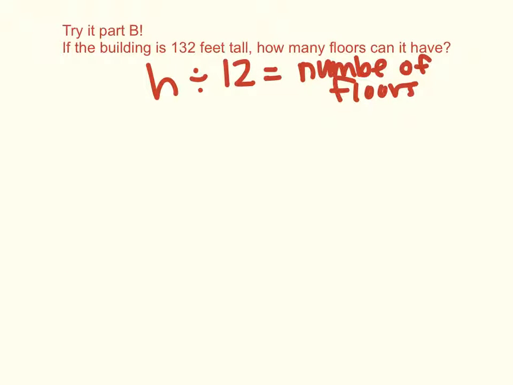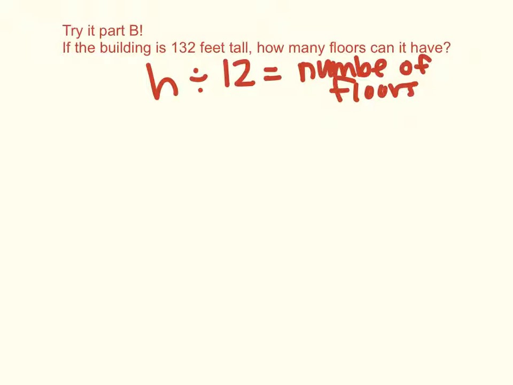So, try it part 2. What if the building is 132 feet tall? Then, how many floors can it have? I went ahead and wrote your expression down for you. It's H divided by 12 equals the number of floors. Go ahead and solve the equation and then watch me solve it.